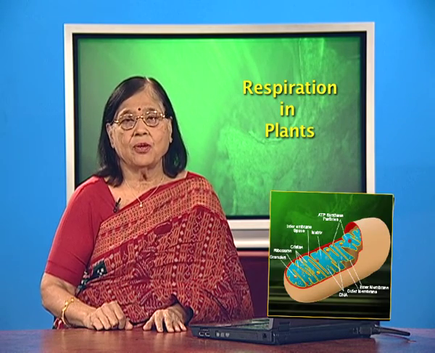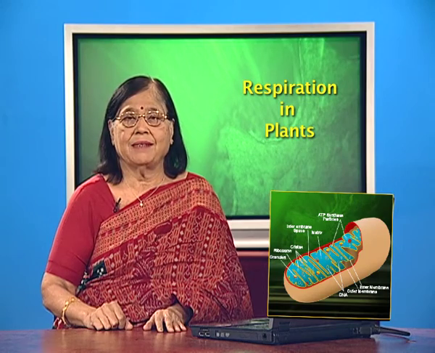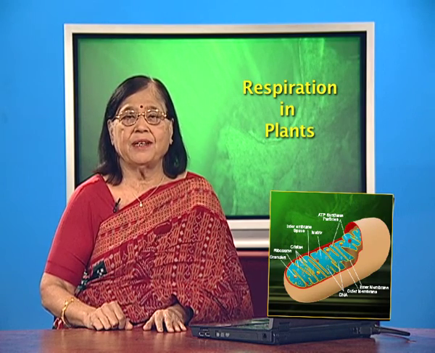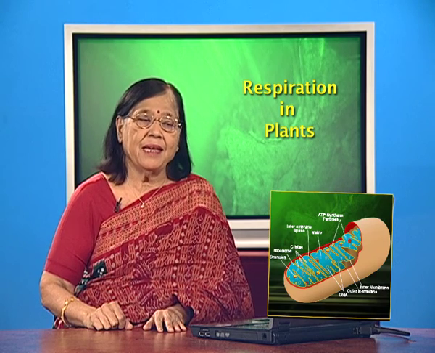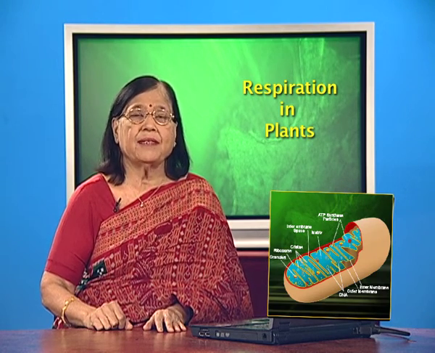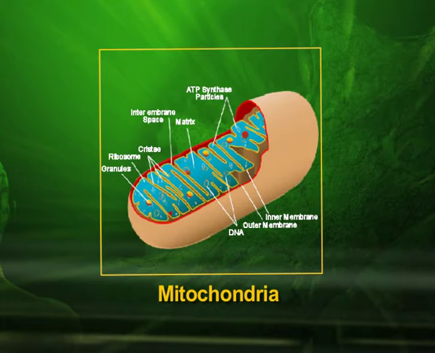Mitochondria is also called the powerhouse of the cell because ATP production takes place in mitochondria. You can see a diagram of mitochondria on the slide. It has a double membrane, an outer membrane and an inner membrane, and through these membranes the process of oxidation of food and production of ATP will take place.